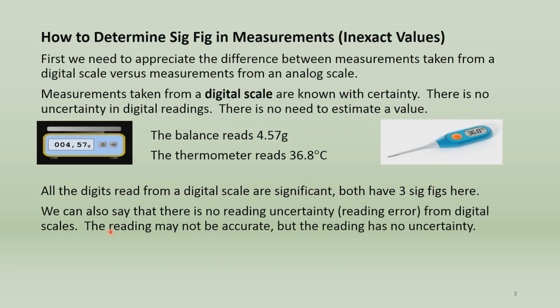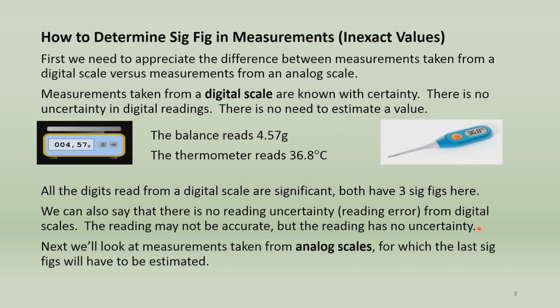Now, we're not saying that these instruments are accurate. That may not be the true mass or the true temperature. It's not accuracy. We're simply saying the readings are certain. There is no uncertainty in taking these readings. Next, we're going to look at measurements taken from analog scales, for which the last sig fig will have to be estimated.